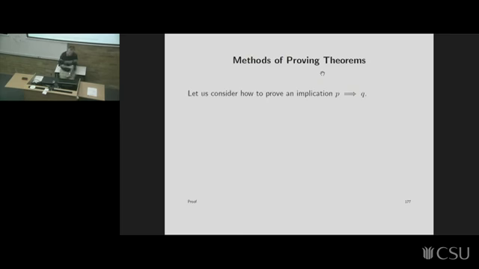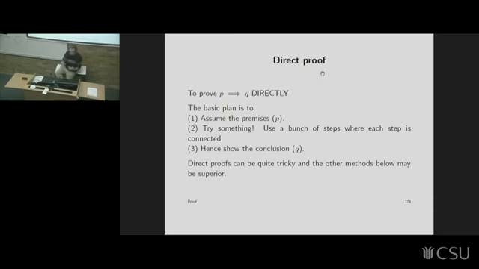So how do you actually prove things? How do you actually go and prove stuff? So theorems, pretty much these little implications. How do you prove them? So the first one is a direct proof. That's actually how we've been doing most of them so far. So this is the basic strategy, plan of attack. So the basic plan of attack is you assume the premise or premises are true. That's where you start from.